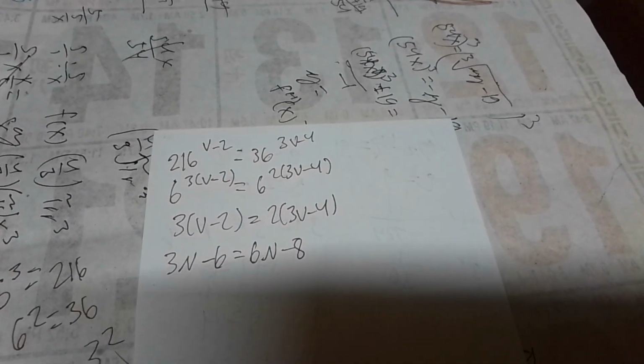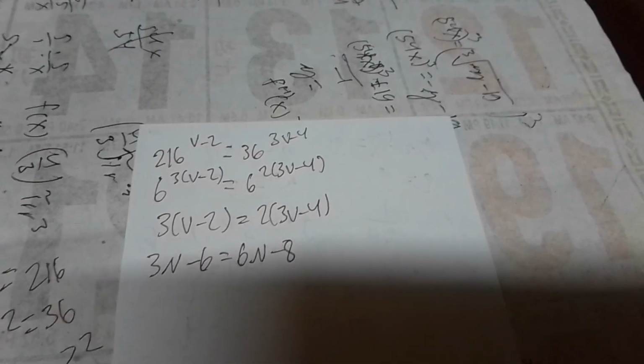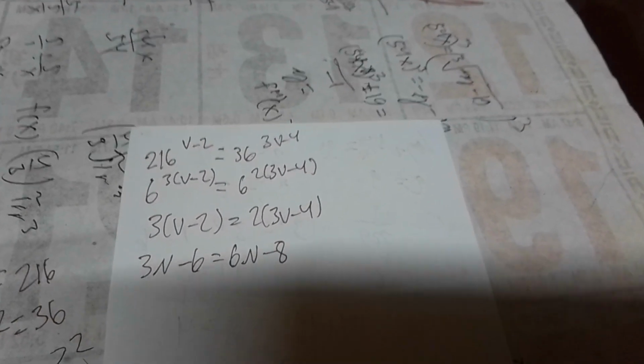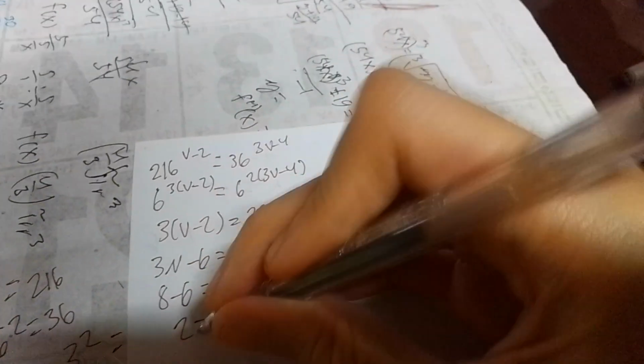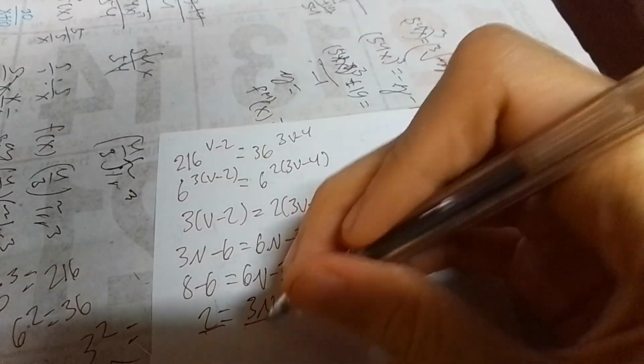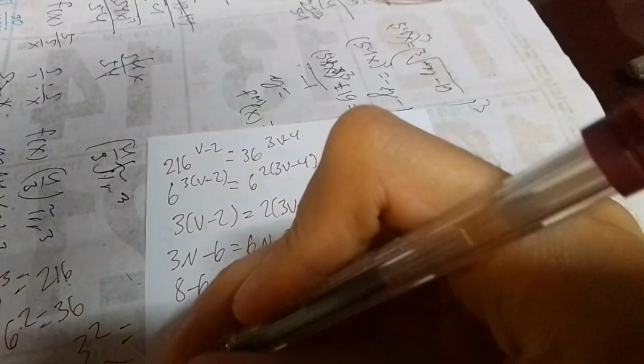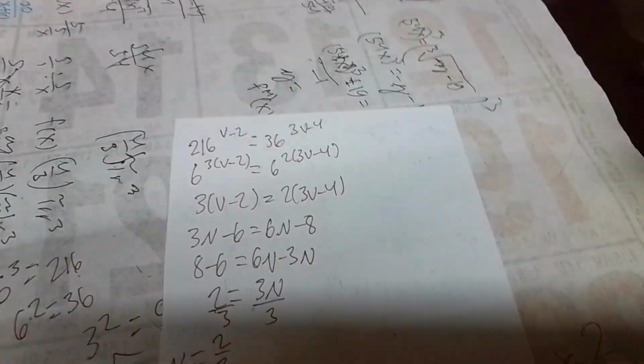Now we simplify like terms. The v's can be brought to the one side. So therefore, we have 6v minus 3v. And therefore, that becomes positive 8. 8 minus 6 is equivalent to 6v minus 3v. Combining like terms, we should get 2 equals 3v. Dividing both sides by 3. Therefore, v must be equivalent to 2/3.